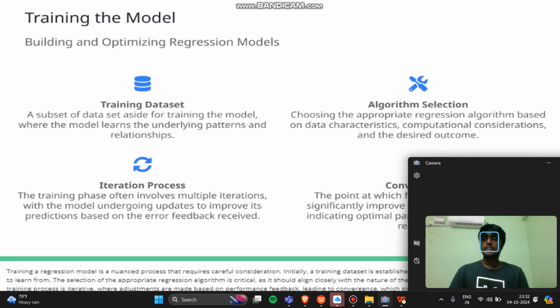Training dataset: a subset of the dataset assigned for training the model, where the model learns the underlying patterns and relationships. Algorithm selection: choosing the appropriate regression algorithm based on data characteristics, computational considerations, and the desired outcomes. Iteration process: the training phase often involves multiple iterations, in which the model undergoes updates to improve its predictions based on the error feedback received.